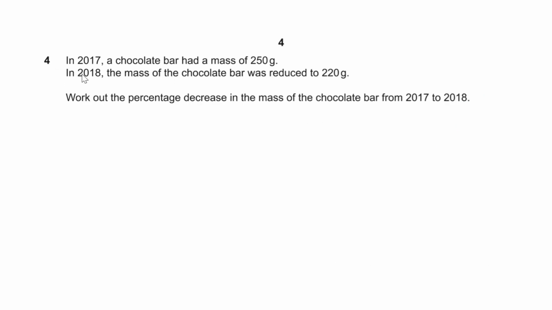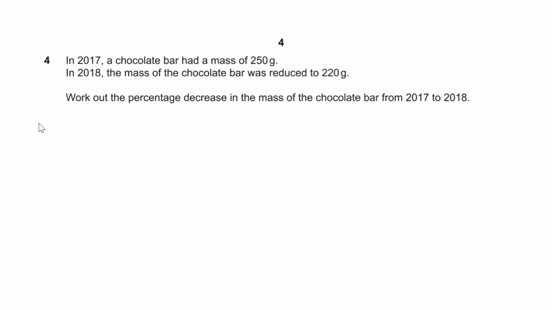Question number 4. In 2017, a chocolate bar had a mass of 250 grams, and in 2018, the mass of the chocolate bar was reduced to 220 grams. We have to work out the percentage decrease in the mass of the chocolate bar from 2017 to 2018. Well, over here, we need to work out the difference.